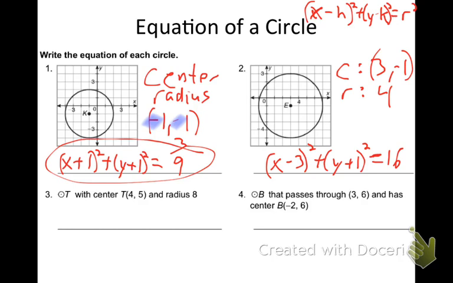All right, number 3. Well, number 3 is a great problem. Why? Because they give us the radius and they give us the center. So let's think about that. Plug that into the equation of a circle. And what's that going to look like? Oh, Drew, what are you thinking there, man?